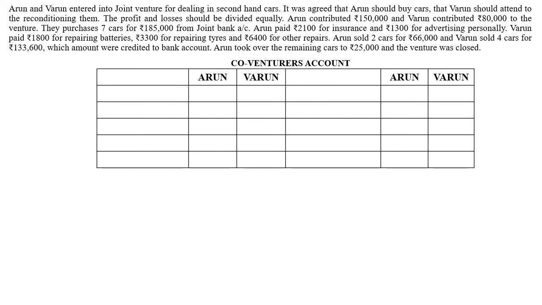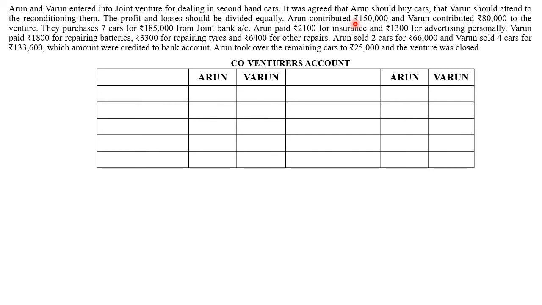But first you have to record the contribution, then you go for the other transaction. So what is the journal entry? Where is the contribution entry? Here it is. Arun contributed 1,50,000, Varun contributed 80,000. What is the journal entry? The journal entry is joint bank account debit to Arun's account, to Varun's account.